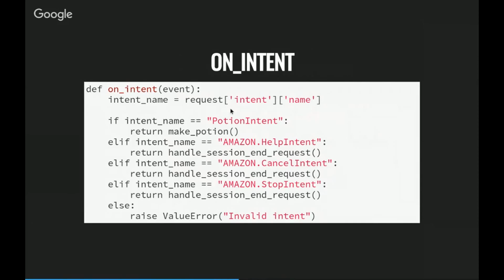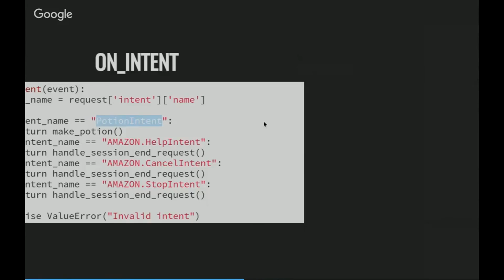Right now, all we're set up for is the potion intent, but there are some built-in ones, like Amazon help, cancel, and stop. Whenever you yell cancel or stop at your Alexa, these may be the handlers, or the functions, that are invoked. All we care about right now is the potion intent. All right, moving on now.